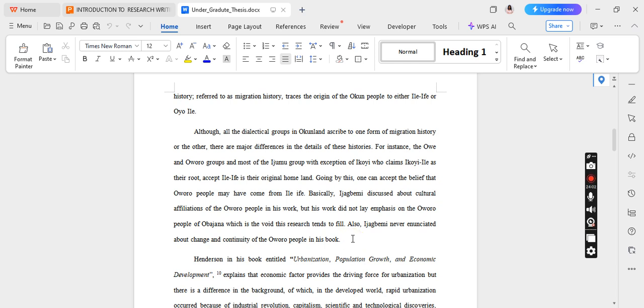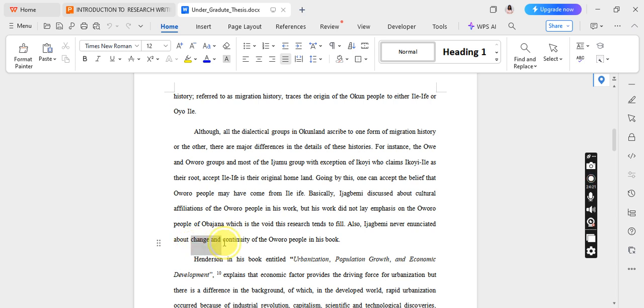So did you see that? He talked about the Oworo people and how they are related and affiliated to the people of Okun, but he did not talk about the Oworo people in Obajana. The Oworo people are dispersed in various places. What is happening to the Oworo people in Obajana? So this is what this book wants to cover.